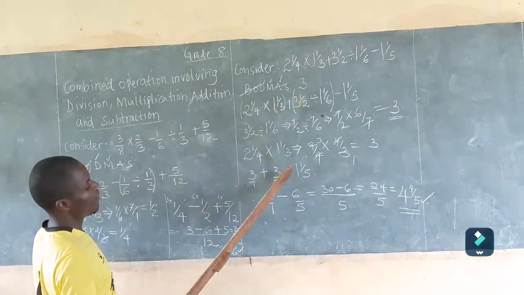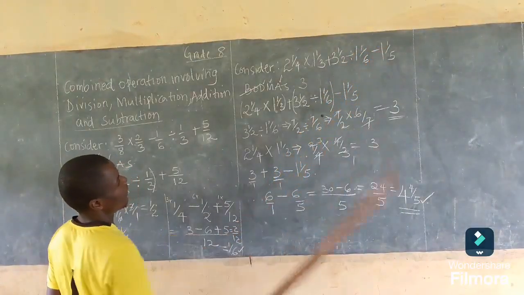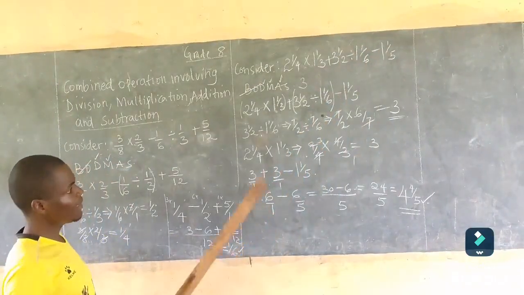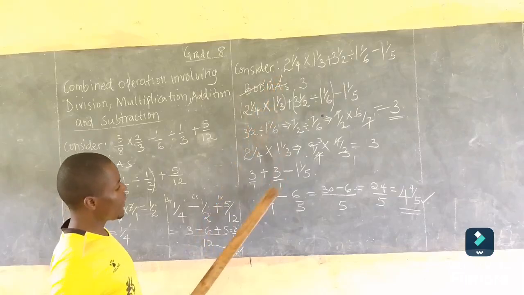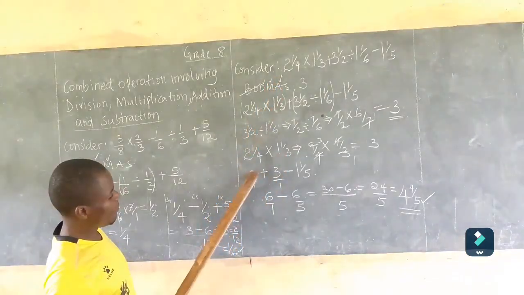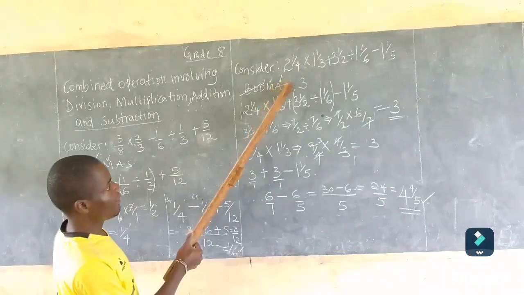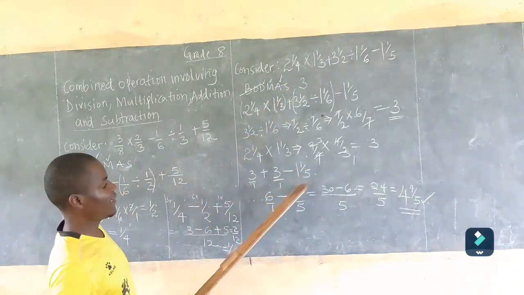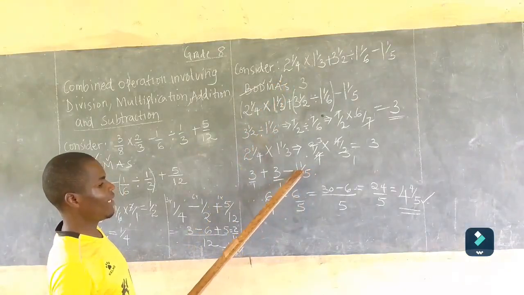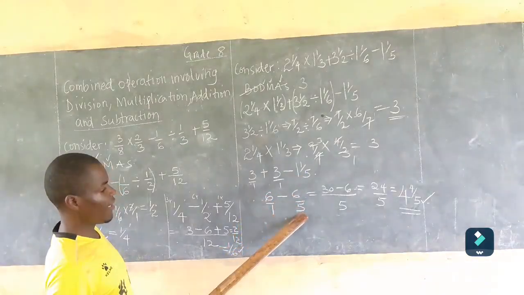So 3 plus 3 minus, now the last part, minus 1 and 1 over 5. But after multiplication, I go to addition. So I will perform the addition on 3 plus 3 first. I get 6. Then I subtract this 1 and 1 over 5, which is 6 over 5. 5 times 1 is 5 plus 1 is 6. So 6 over 1 minus 6 over 5.